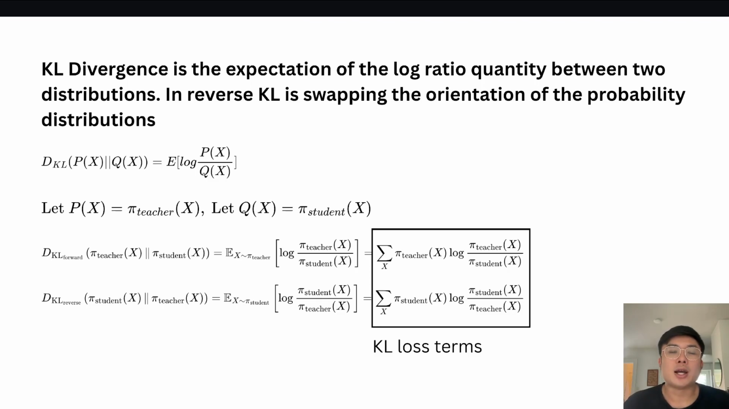Before we can understand why reverse KL is mode seeking instead of mode covering, let's take a look at the exact KL quantity. If we look at the definition of the KL divergence, we'll see that it's actually the expectation of the log ratios between the two distributions. If we let P(x) be the teacher and Q(x) be the student, then we get the following quantities for the forward KL and also the reverse KL. For the reverse KL, we basically just swap the positions of the probability distributions. Once we take the expectations, the exact quantity for the KL loss terms will be on the right.